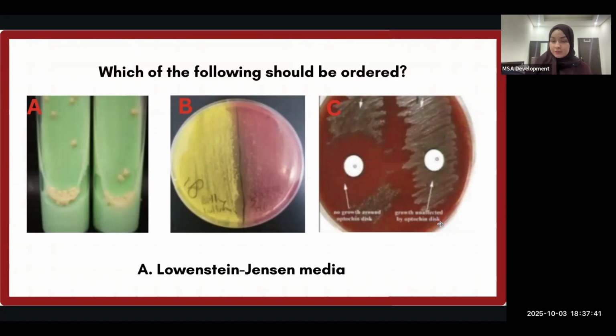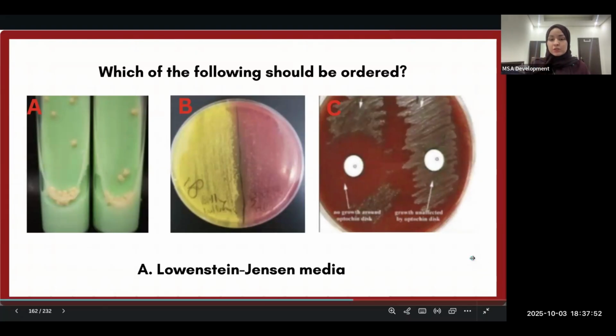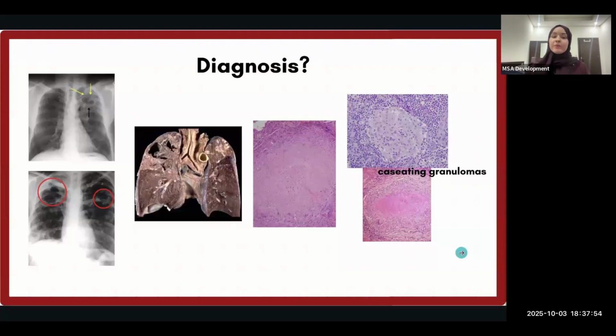So the answer is A, which is Lowenstein-Jensen medium, which is specifically used to visualize TB. Oh, I just spoiled it. I wasn't supposed to say that, but it's okay. You guys probably knew it. Okay, now based on this, the findings of the patient and everything here, what is your diagnosis?